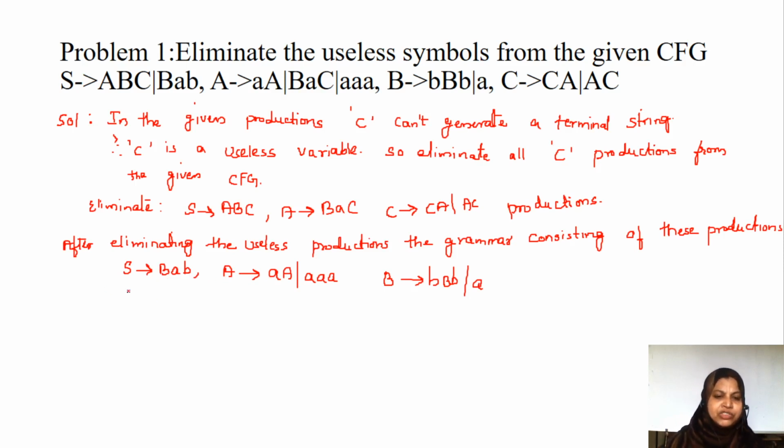So we have to remove the production of this A, since we can't reach the A productions from the starting production.